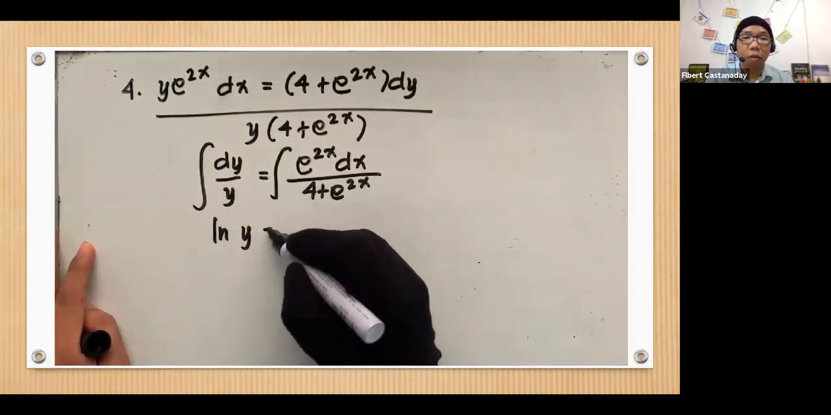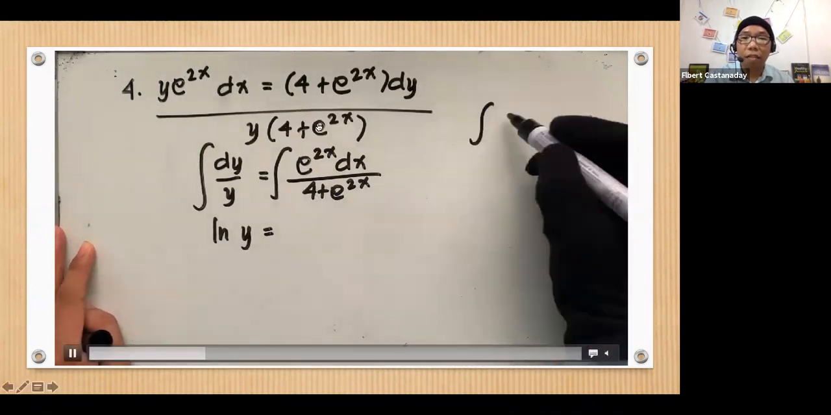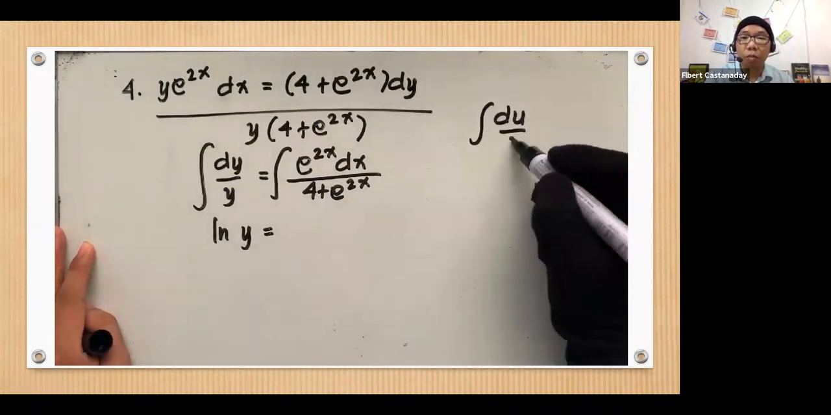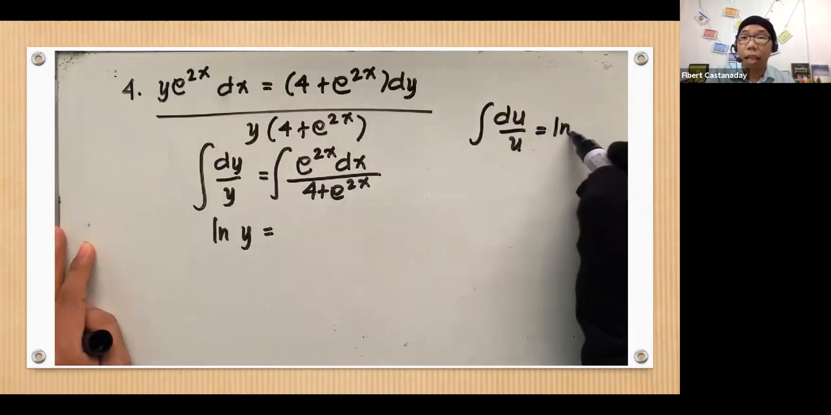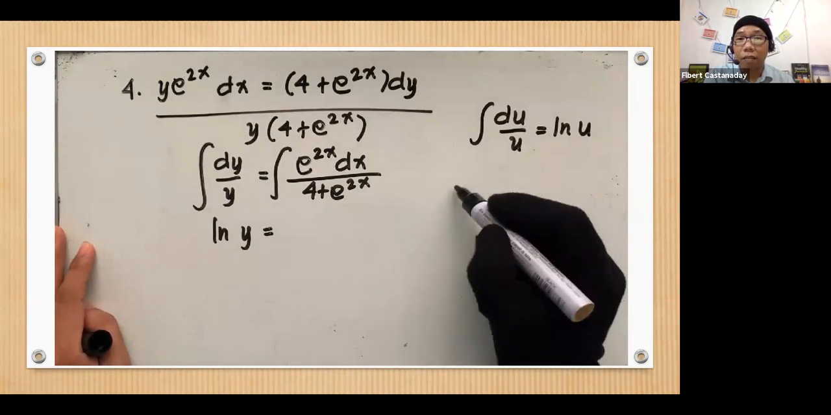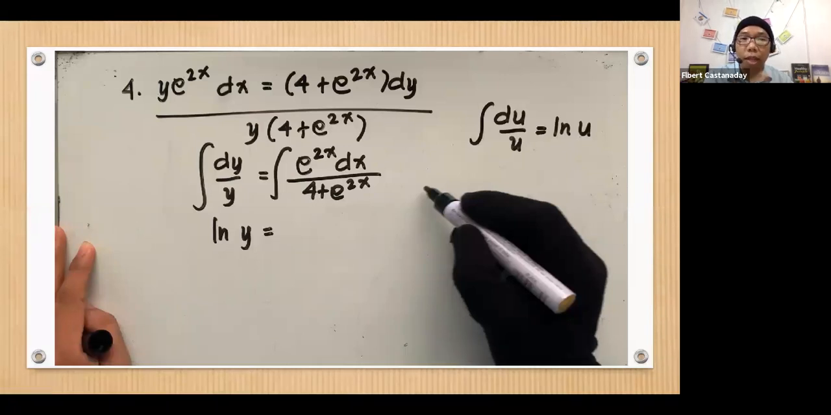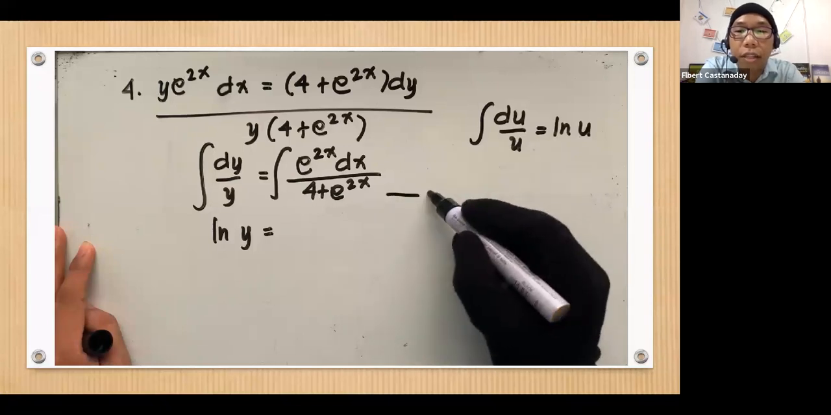Ln of y equals. So itong term na to is actually ln. So just to verify the formula, di ba? du over u. Integral of that is ln of u. Do you remember this formula? So let's check if the given integrand satisfies, di ba? Itong denominator, kung ito yung u natin, so dapat ito yung kanyang du. Do you follow? Sige, let's do that. Okay, pay attention na. Go, Sir Phil.